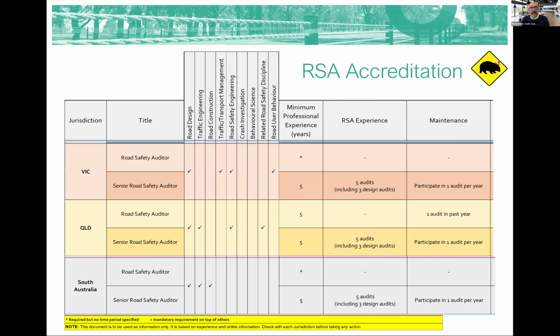But to be a senior auditor, you need 5 years experience. Queensland wants the road safety auditors themselves to have 5 years experience. And then you can see there, a senior road safety auditor, the one that leads the team, needs to have done a certain number of audits, 5 in these 3 jurisdictions, and keep up that competency by doing at least 1 audit per year.